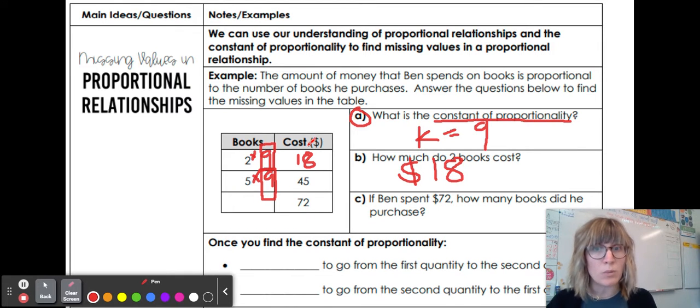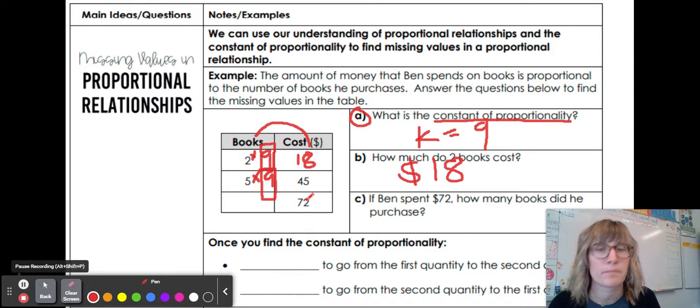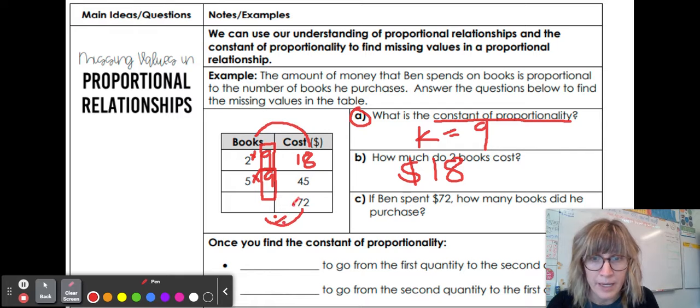And we could test that by saying, well, what's 18 divided by 9? Do we get 2? Yes, we do. 45 divided by 9, do we get 5? Yes, we do. So it can go either way depending on the information you start with. So 72 divided by 9 is going to get us 8. So he bought 8 books.